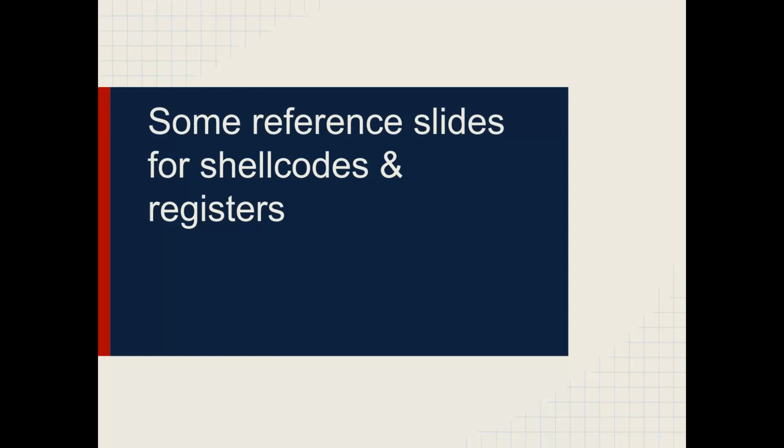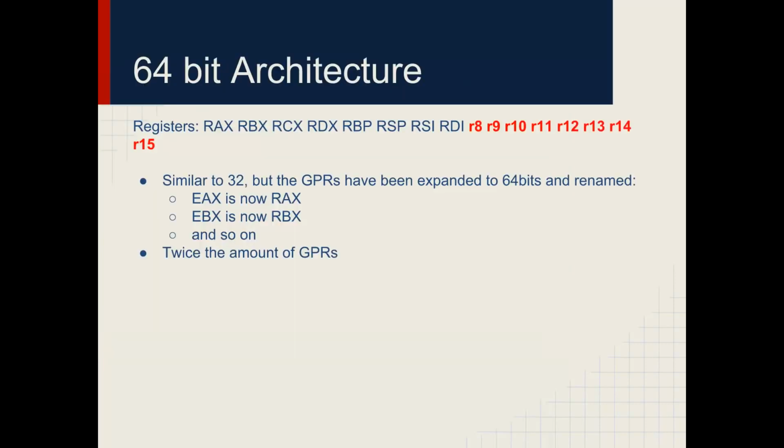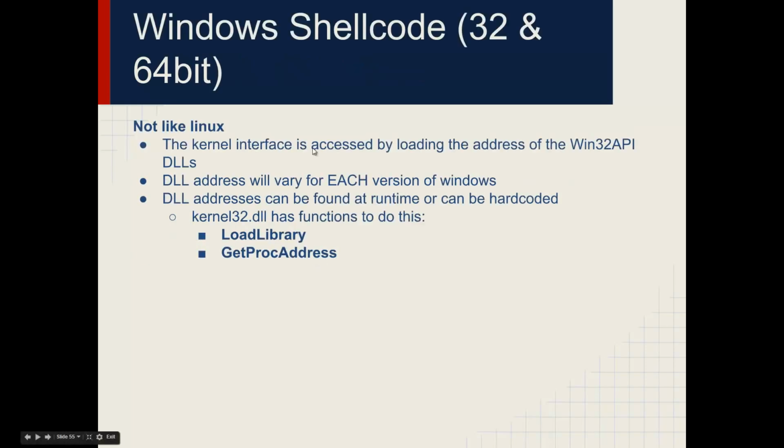So before we dive into the rest of the lecture, let's go over some reference slides for shellcode and registers and also process memory space. In 64-bit architecture, instead of EAX, EBX, ECX, everything starts with R, and then there are even more general purpose registers, R8 through R15. The registers are 64 bits instead of 32 bits, and there are twice the number of general purpose registers.